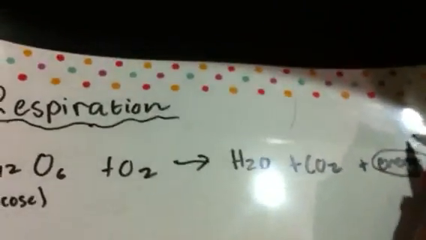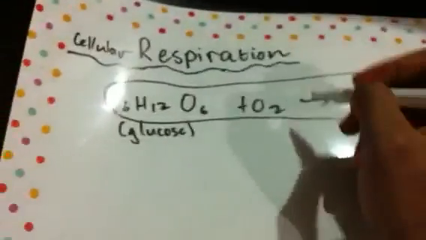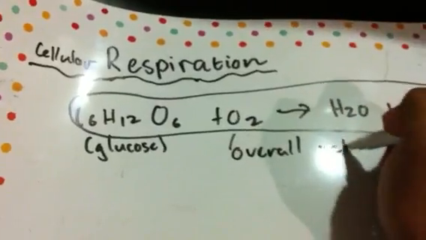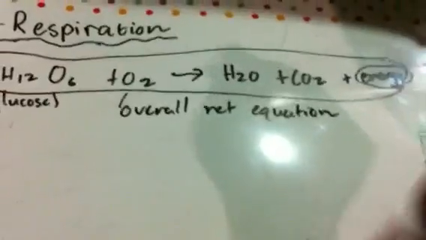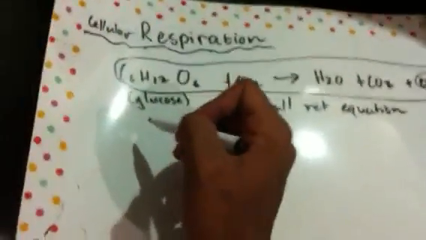Sitting here now, this whole equation will be going on several times within my body. And we have to take note of the fact that this is just an overall net equation for respiration. There are several intermediate stages in respiration, which I will show you a bit later in this tutorial. Okay, so that's our cellular respiration equation.